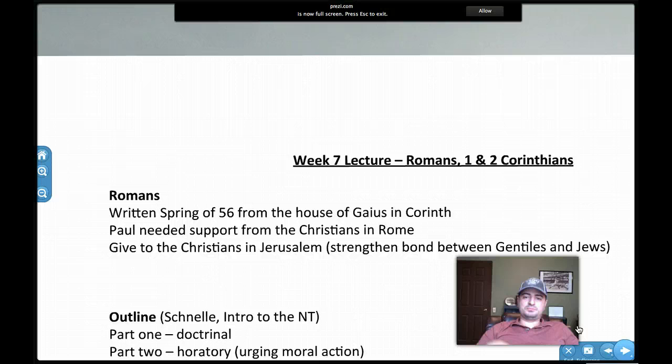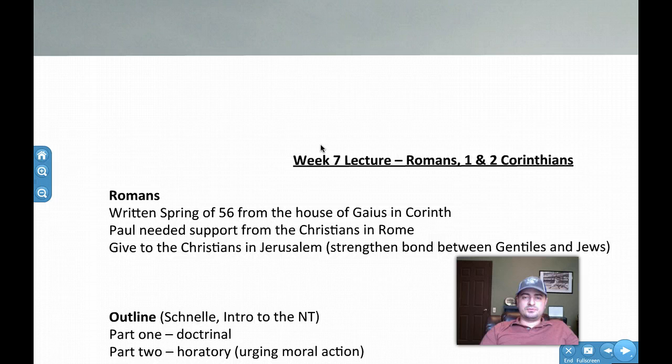Romans is the first letter that we read, or it's actually first in the order of the reading for today. It was written in the spring of 56. How do we know that? The Gallio Stone. Scholars have teased out from Galatians and from Acts and other epistles where Paul was whenever he wrote everything. And we know that it was written from the house of Gaius in Corinth because Paul tells us that.